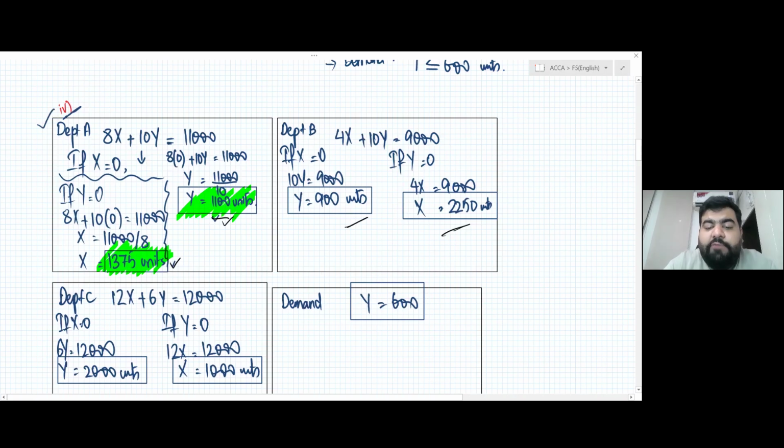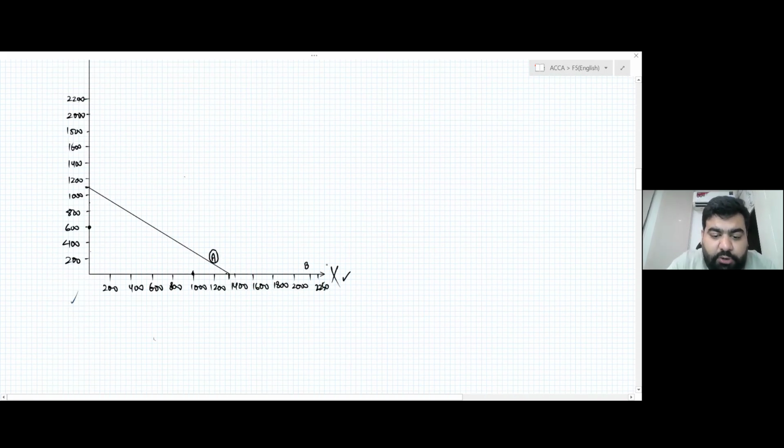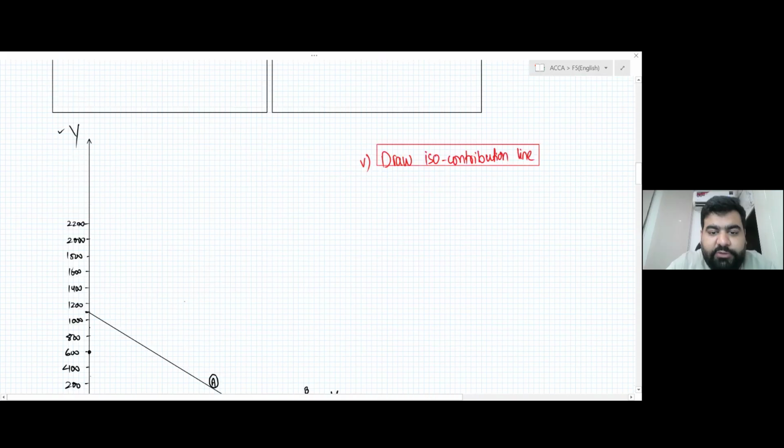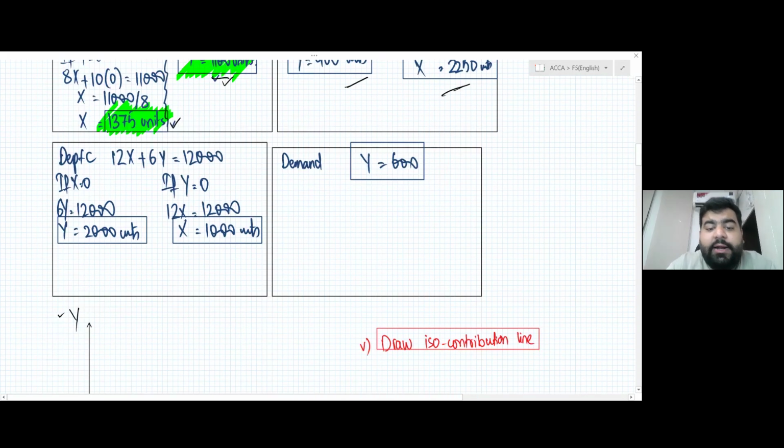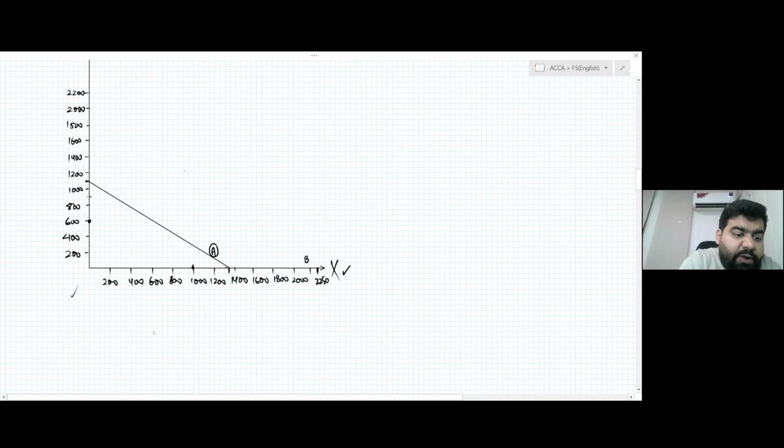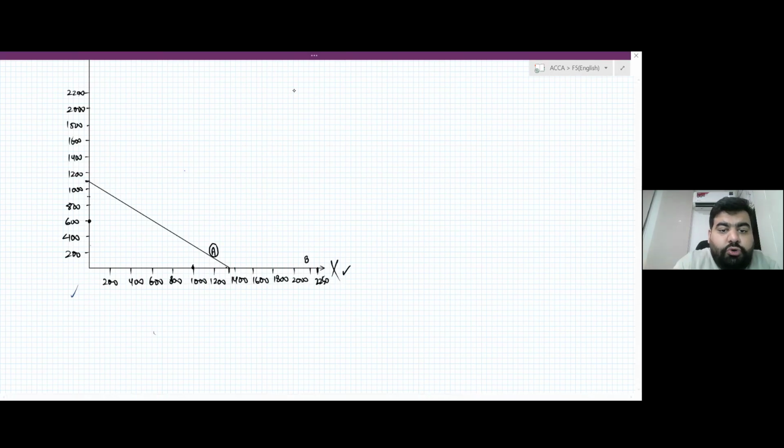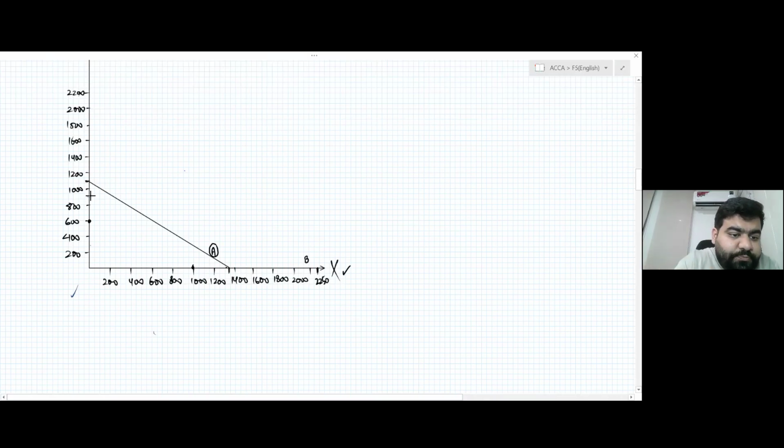Same I will do with department B. X 2250 and Y 900. 2250 means almost this point. I have written here 2250, and on the other hand 900 on Y. 900 means this point between 800 and 1000. So I'll match that as well. Almost I have marked the correct line.